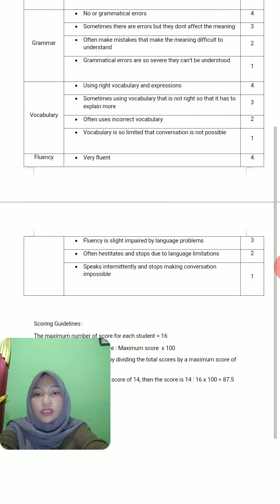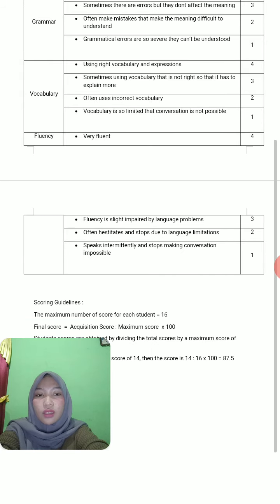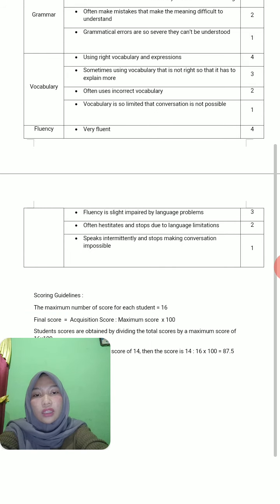Fluency. In the fluency component, a student will get a score of 4 if very fluent, and a score of 3 if fluency is somewhat impaired by language problems, and a score of 2 if they often hesitate and stop due to language limitation, and a score of 1 if they speak so haltingly and stop that making conversation is impossible.